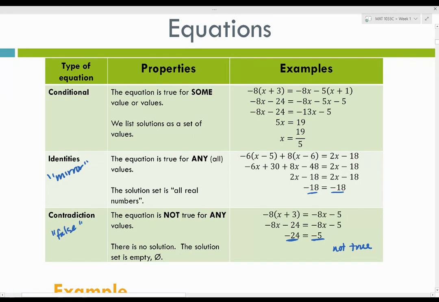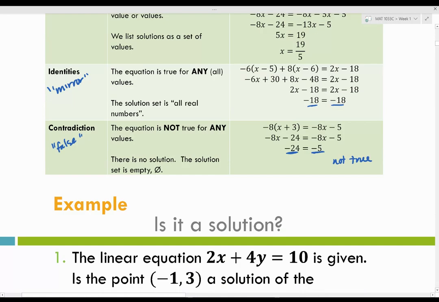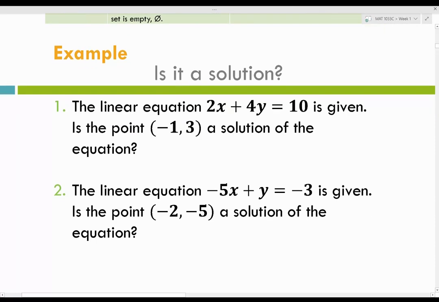So those are the 3 types. You have conditional equations, identities, and contradictions. All right, let's move into some example problems.